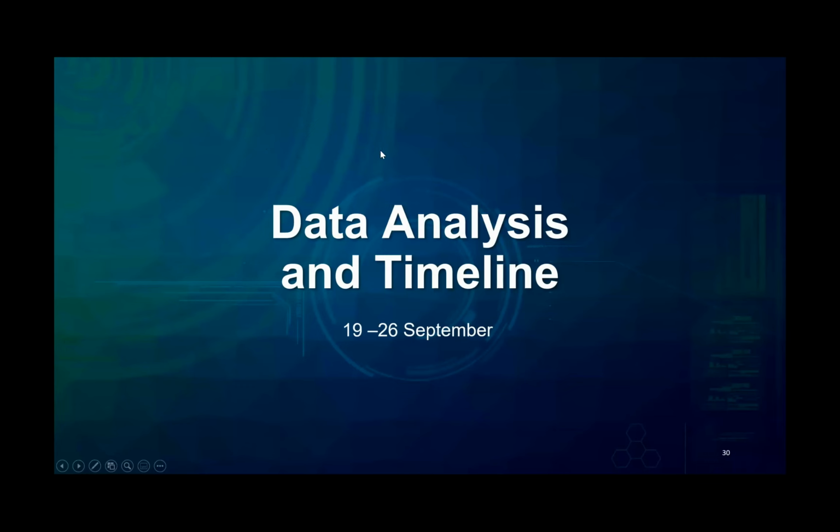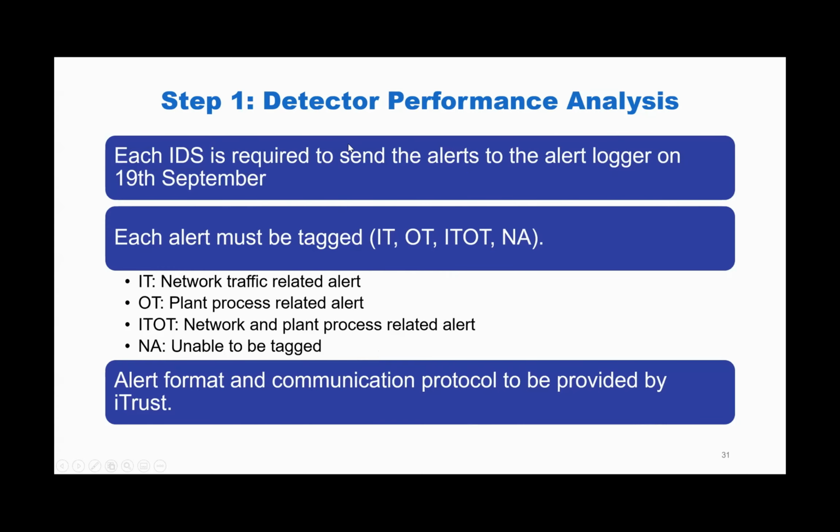All right. So this brings us to the next phase of the exercise, which is data analysis. And the timeline for that is 19 to 26 September. And this is the IDS evaluation exercise, which Francisco was alluding to. And this will take place directly in collaboration with all of us at iTrust. So this is a 6-step process. So step 1 is that on 19th of September, detector performance analysis will take place.